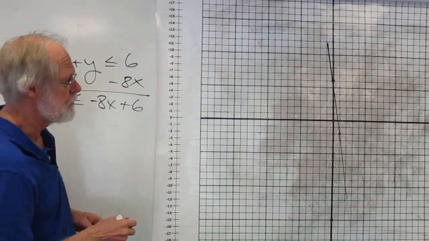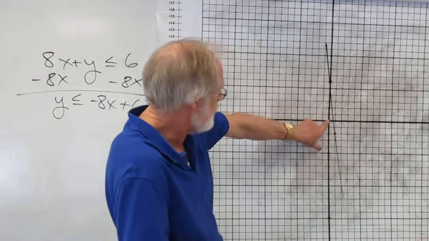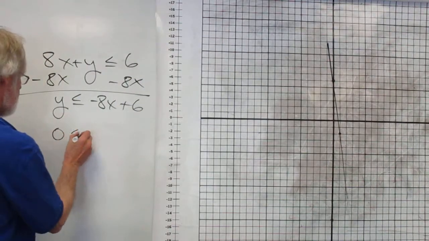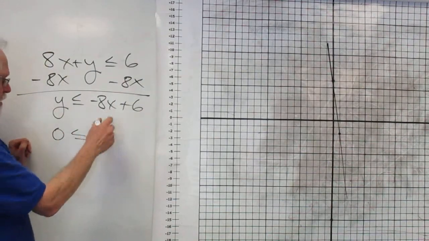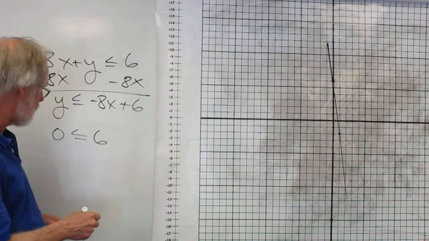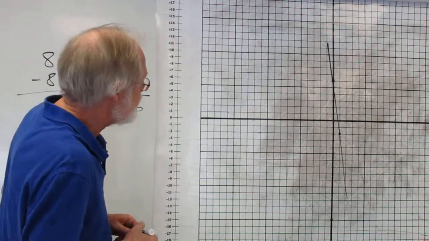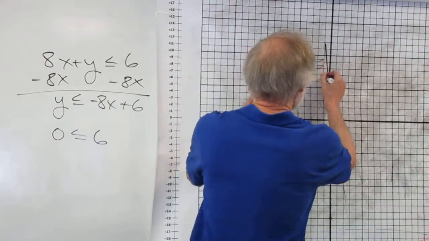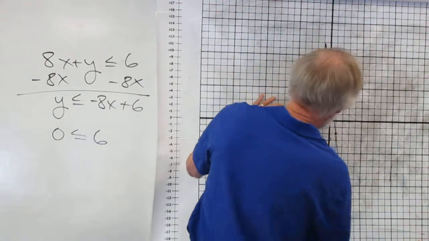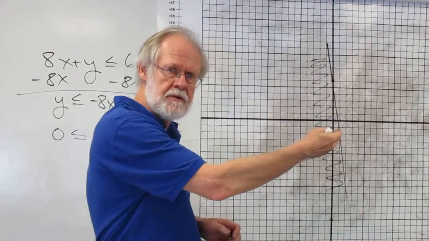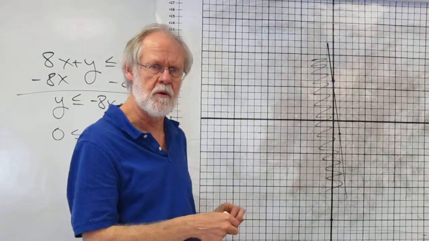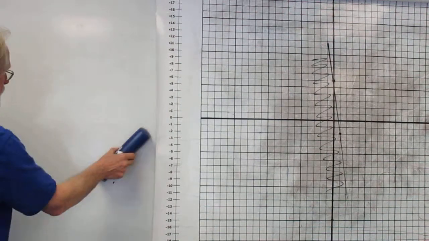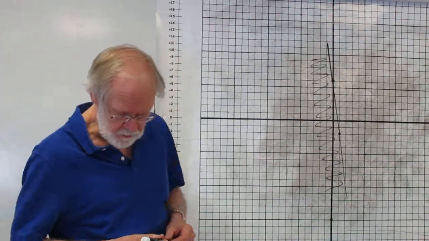Now I want to find out which side to shade. Well, 0, 0 is right here, and it's not on the line, so I can use it. So 0 is less than or equal to, this goes to 0, 6. Is 0 less than or equal to 6? Yes, indeed. So this side works because 0, 0 worked. What you'll find is that if one point works on one side or the other, all points on that side will work. You only have to test one. All right, there is a second one.